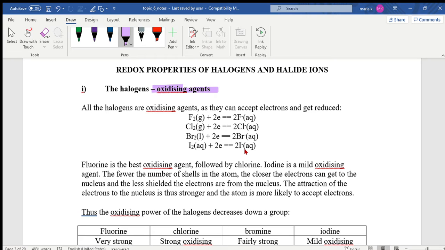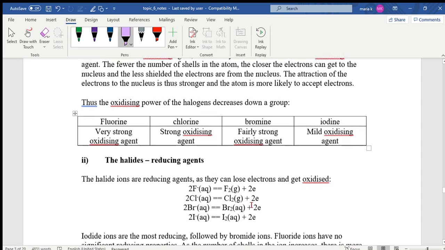Yes, that makes sense. So as you go down the group, that shielding happens, and so the electron that's going to be donated to it is less strongly attracted to that nucleus, and therefore it will make a weaker attraction to that nucleus. So that makes the top of group 7 the best oxidizing agent. Okay, there we go. Let's move on.